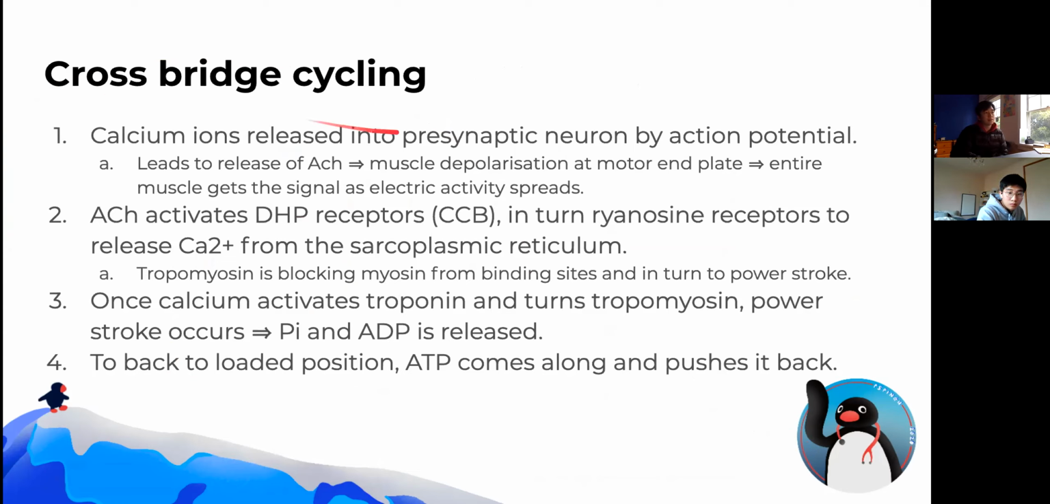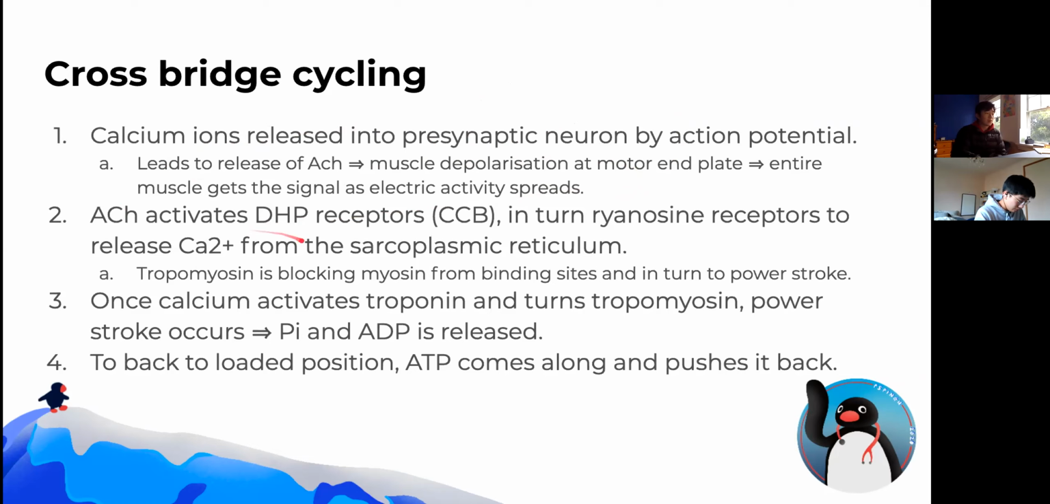So calcium ions are going to be released into the presynaptic neuron by the action potential. And this also leads to the release of ACh. ACh is acetylcholine, and that leads to muscle depolarization at the motor end plate. And the entire muscle then gets a signal, right? And then the electrical activity spreads, because one leads to the other, and so on.